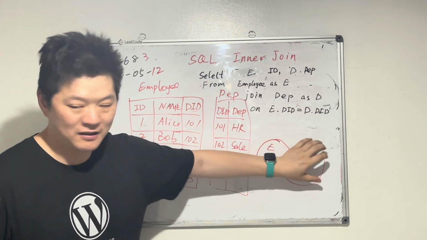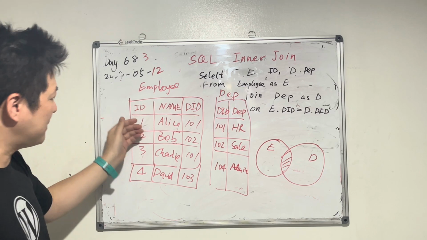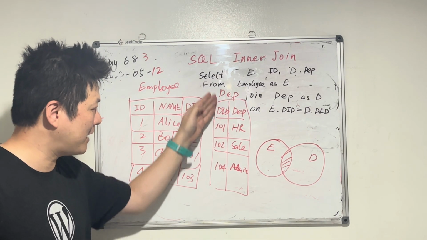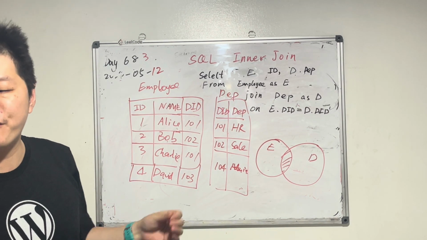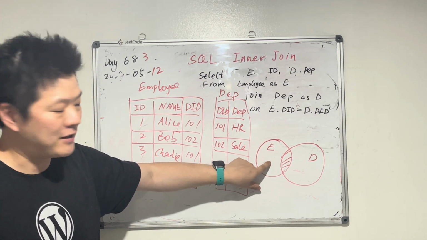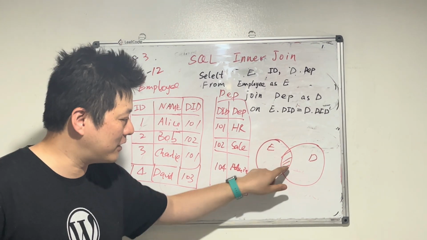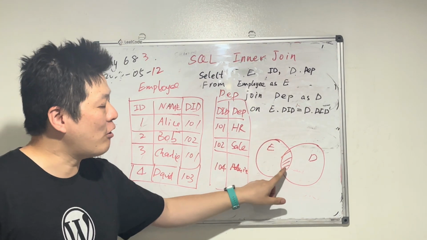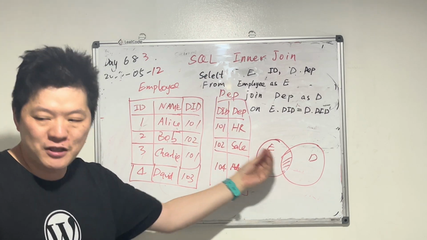So we have the E table and the D table. E is the employees, D is the department. For example, three columns: the ID, the name, and the department ID. This is the department table, which has the department ID and department name. There are two tables, and we want to perform an inner join. The left table is the employee table, the right table is the department table, and the inner join returns this part. It means we want to join these two tables and only return the records which are matched in both tables.